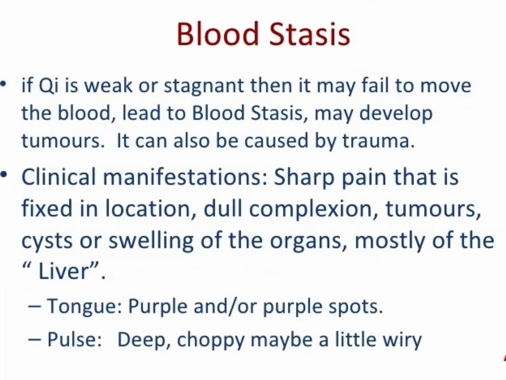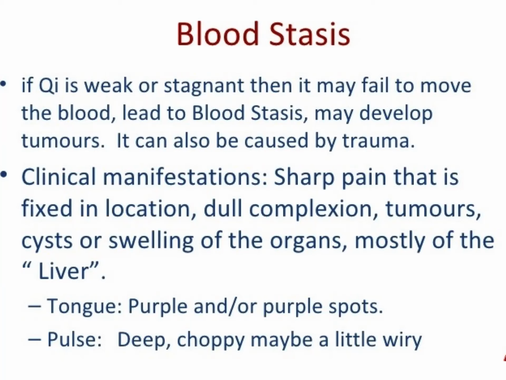Another problem would be blood stasis. This happens if qi is weak or stagnant, then it may fail to move the blood. So qi stagnation could lead to blood stasis, and this may develop tumors. Blood stasis can also be caused by trauma.